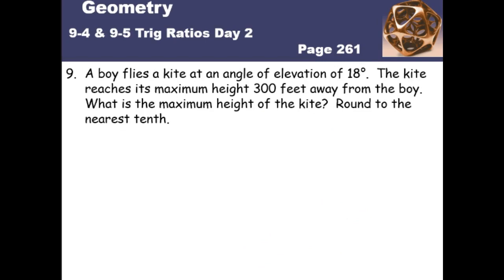Okay, so number 9, this is back on page 261. So go back to page 261, and we're doing problem number 9 here. We have a boy that flies a kite at an angle of elevation of 18 degrees. So the boy's got a kite. Here's the boy, and he's got a kite in his hand. There's a string for the kite, and here's the kite. And the angle of elevation from his hand to the kite is 18 degrees.